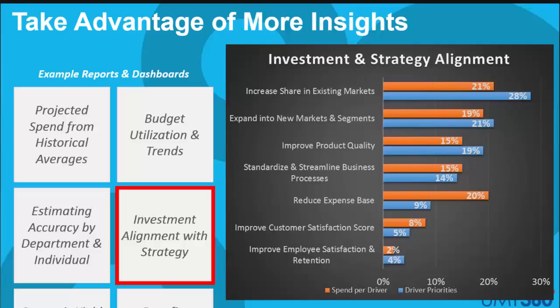So what you're looking for, as shown here in the reduced expense base bar, is areas of concern. I'm over-investing by a factor of 2 or so in reduced expense base. There may be good reasons for that, but you get to ask the question why. Should I be investing more in my top business driver, increased share in existing markets? Because everything's connected, it's very easy to generate these views and understand the strategic imperatives as well as the financial insights that we've described earlier.